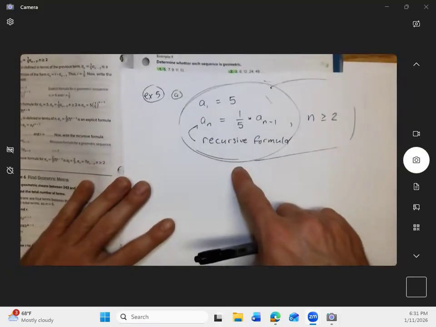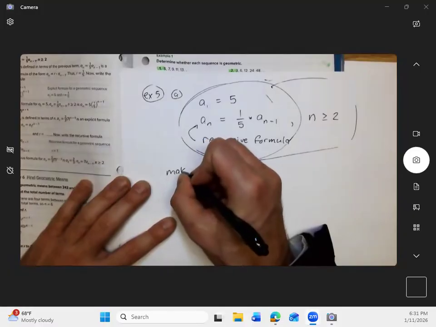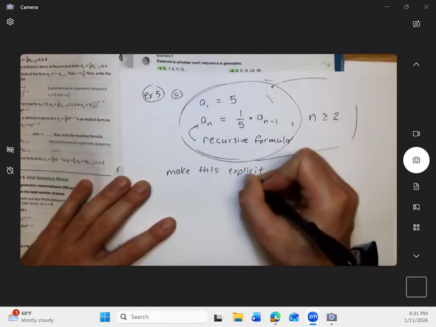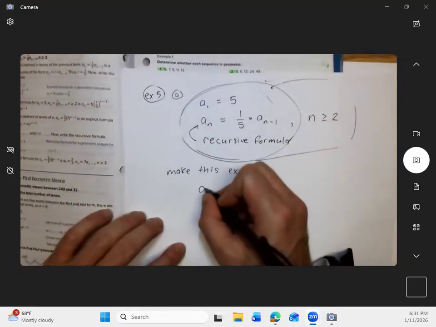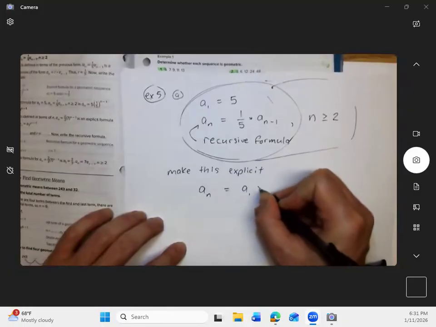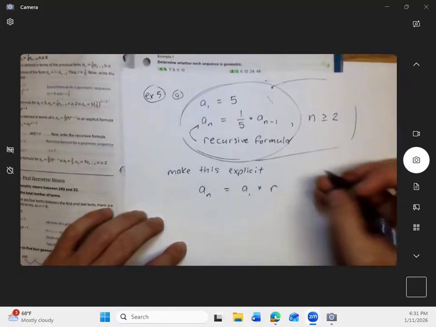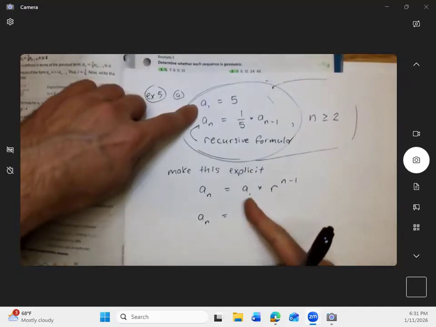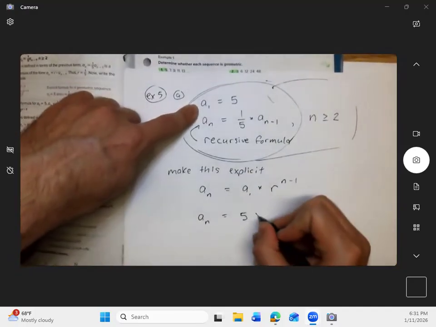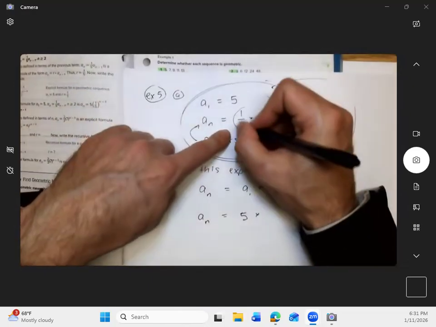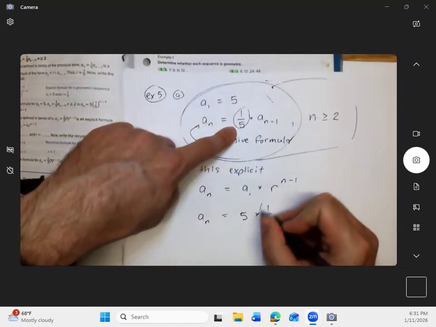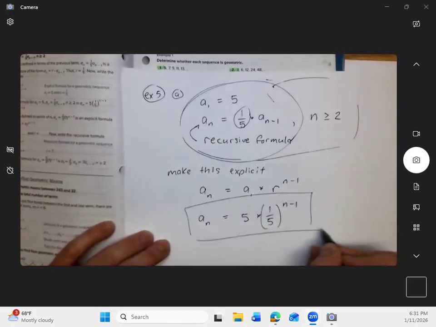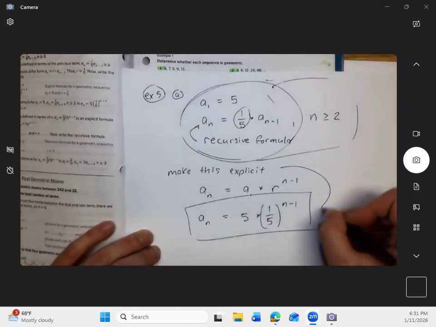But can we make this explicit? Well, we've done a few explicit formulas so far, so let's just put it in this form. The nth term will be the first term times the common ratio to the n minus 1. So the first term they gave us right here is 5. The common ratio looks like 1/5. That's right here. So 1/5, and then n minus 1. There you go. There's the explicit formula.